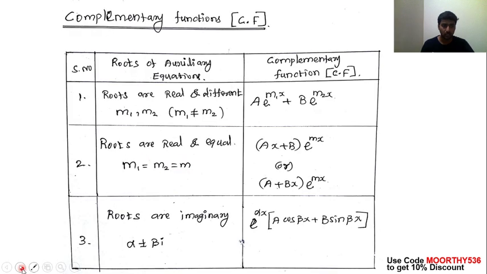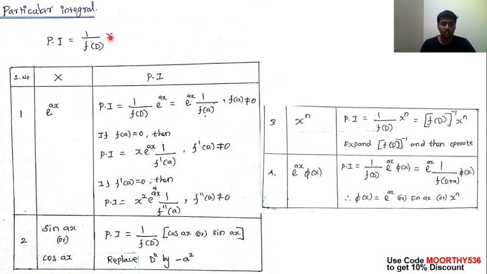So coming to f of D into X, here X may be e^(ax), or sin ax, or cos ax, or x^n, or e^(ax) into phi of x. This phi of x may be sin ax or x^n.